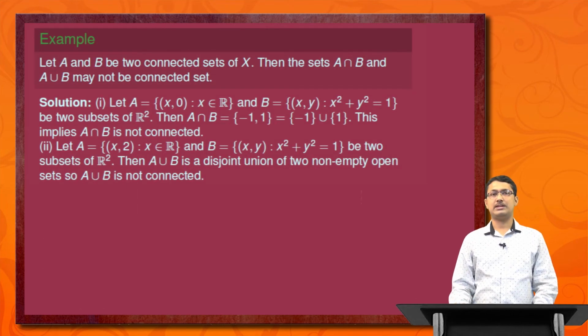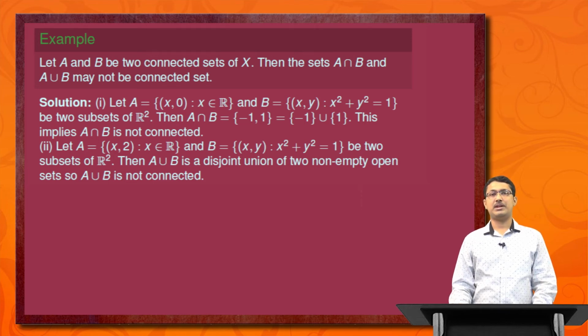Our next example is, let A and B be two connected sets in X. Then the sets A intersection B and A union B may not be connected. Solution: we assume two sets. Let A be equal to the ordered pairs (x,0) belonging to R square such that x belongs to the real numbers, and B be equal to all (x,y) such that x square plus y square equals 1. A is nothing but the x-axis and B is a circle with center at (0,0) and radius 1. Be two subsets of R square, then A intersection B is equal to {plus minus 1}, and it is obviously disconnected with respect to the subspace topology, so A intersection B is not a connected set.